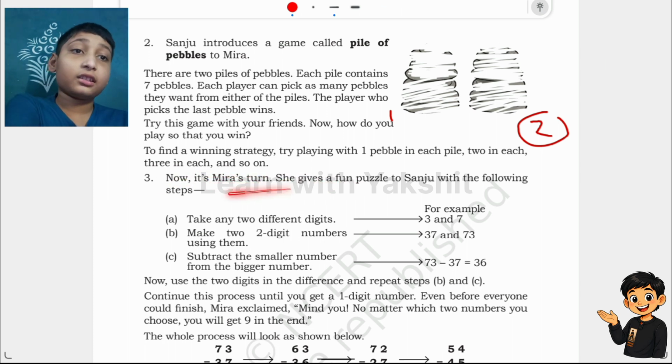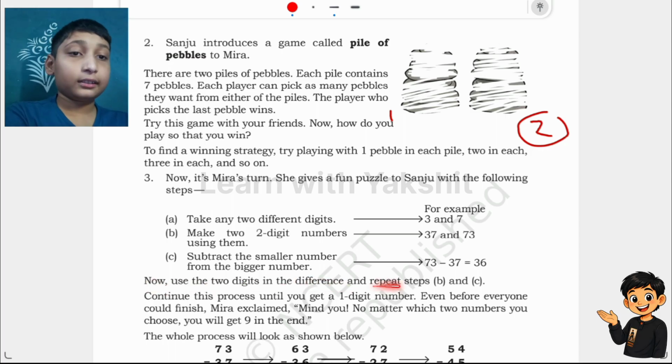Now, it's Myra's turn, who said that bridge crossing puzzle. She gives a fun puzzle with the following steps. A: Take any two different digits, for example, 3 and 7. B: Make two-digit numbers using them, 37 and 73. C: Subtract the smaller number from the bigger number. Like this, and we get 36.